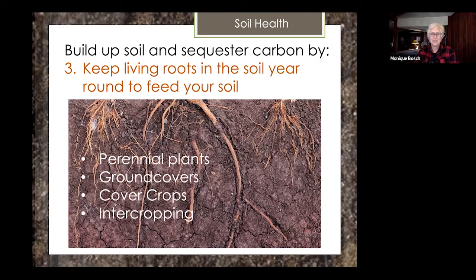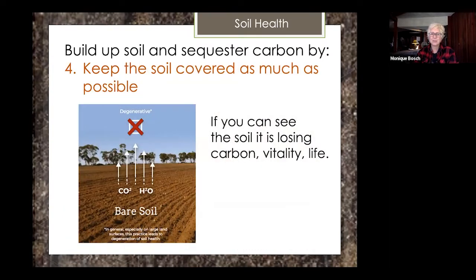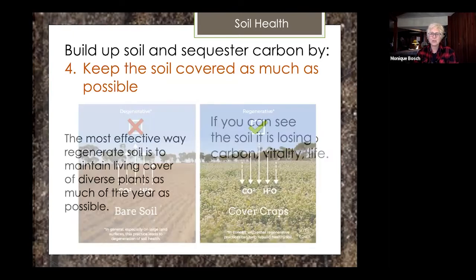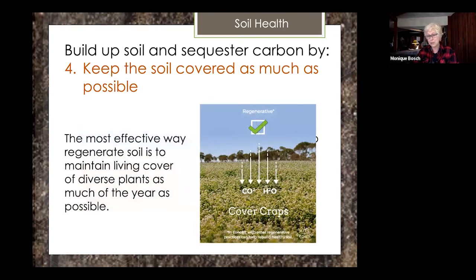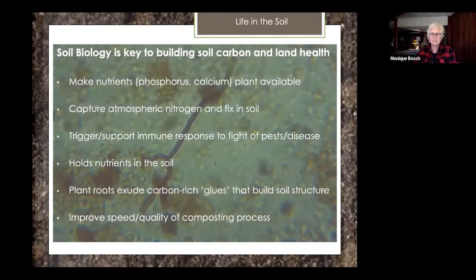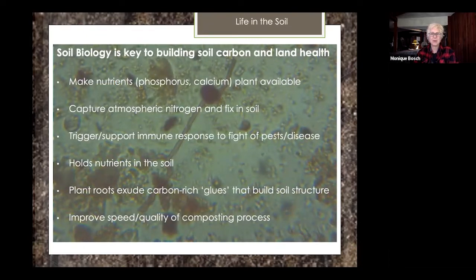So if you can see the soil, it really means that it's losing its carbon, it's losing its life. So what you want to see is the soil covered, especially in the form of cover crops, which is really the best way to regenerate the soil. So this is a lot of words, and I'd rather do the demonstration. This is going to be available if you want to look at all of the benefits of soil biology. You can take a look later on that.